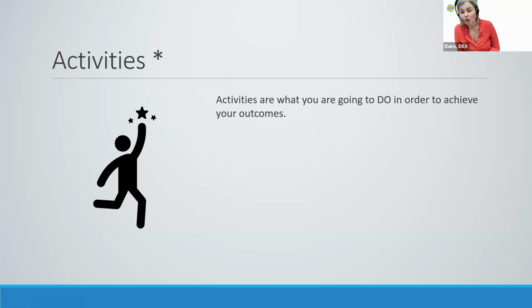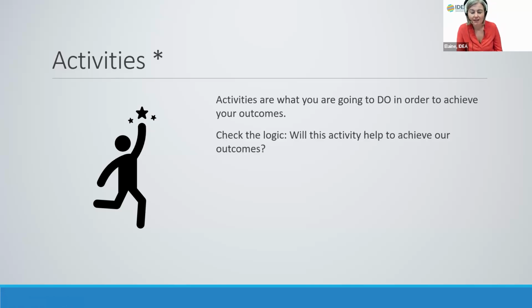So it's really about what you, the people who are being funded to deliver this project, are going to do in order to achieve those outcomes that we looked at previously. And it's really important to make sure that logic is there. So will this activity help to achieve our outcomes? Thinking back to your outcomes, whether they're short, medium, or long term. Also looking back to the outcomes, who is doing what differently, who is the who?